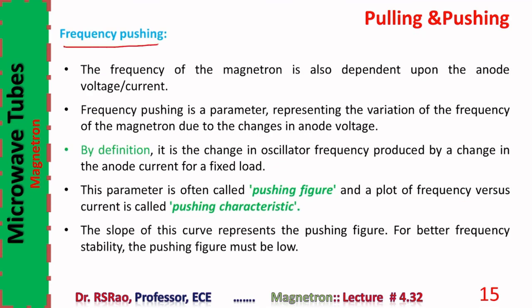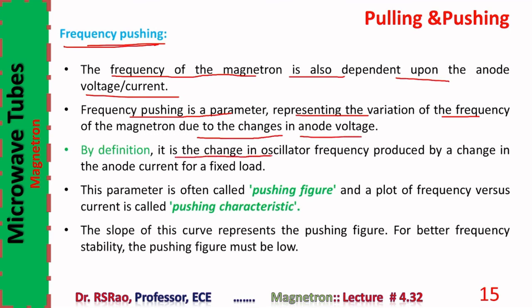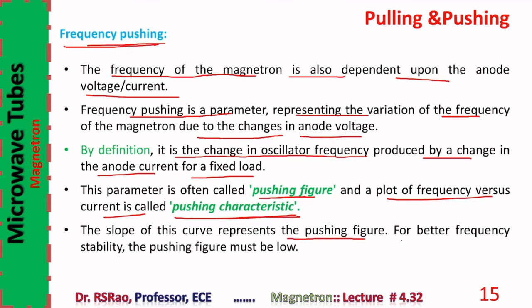Now, frequency pushing. The frequency of a magnetron is also dependent upon anode voltage and current. Frequency pushing is a parameter representing variation of frequency of the device due to change in anode voltage. By definition, it is the change in oscillator frequency produced by a change in anode current for a fixed load. This parameter is often called the pushing figure, and a plot of frequency versus current is called the pushing characteristic. The slope of this curve represents the pushing figure. For better frequency stability, the pushing figure must be low. The pulling figure also must be low.